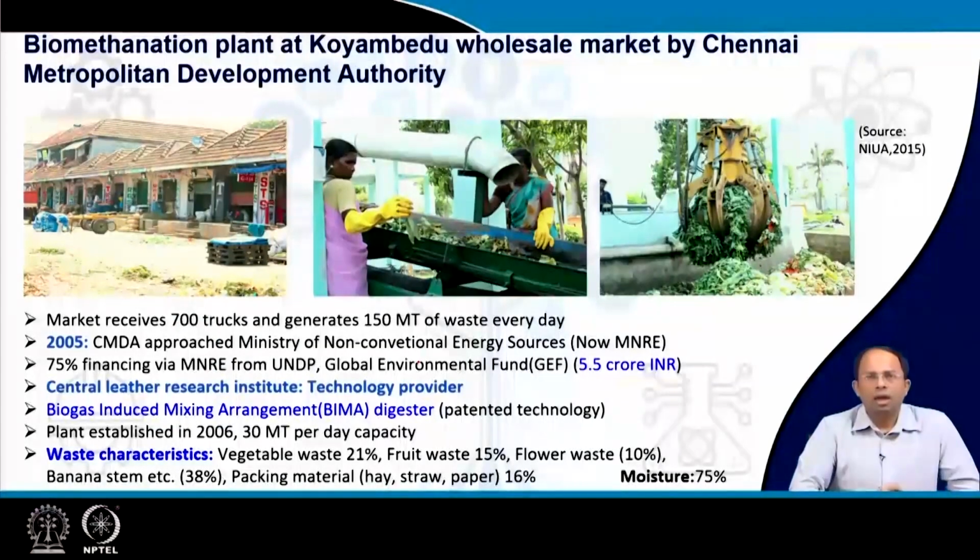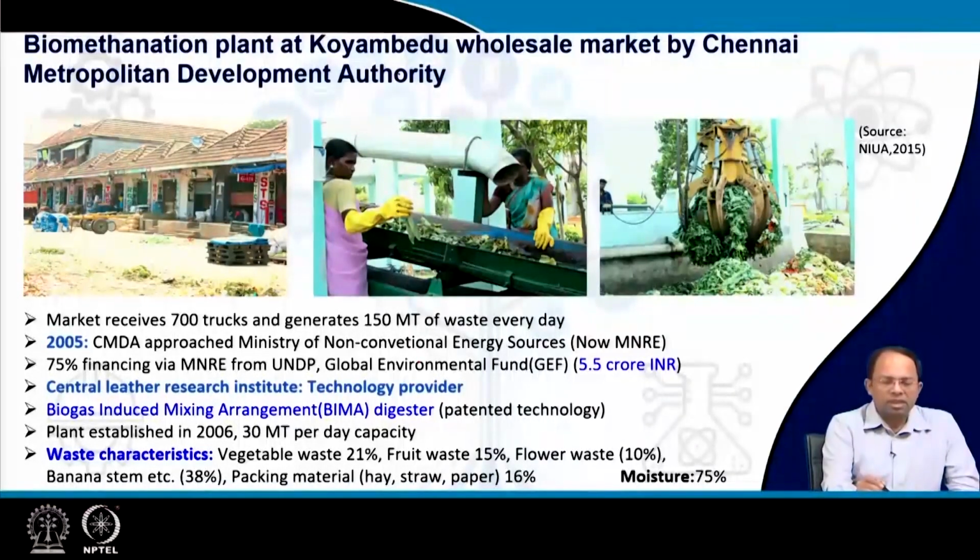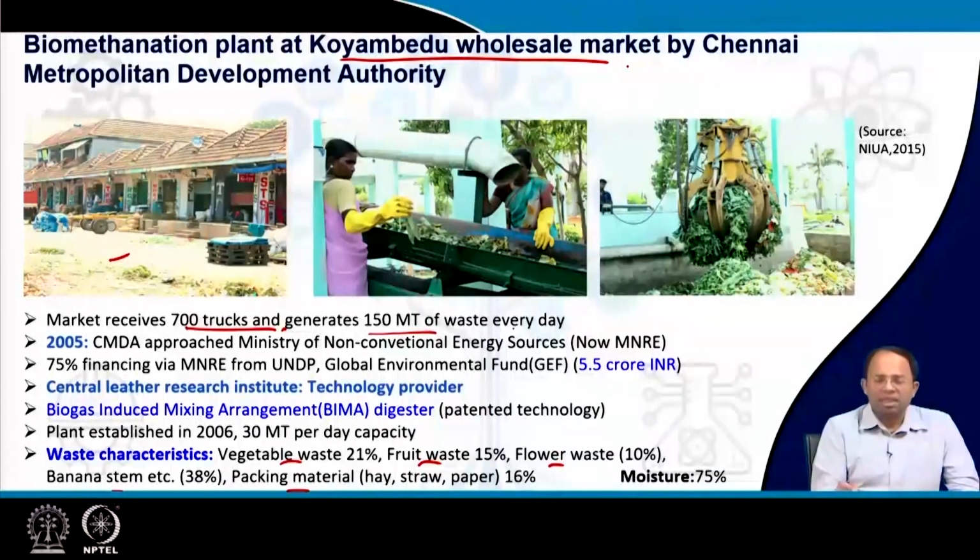Finally, we will come to a case study of the biomethanation plant at Coimbatore Wholesale Market, which was developed by the Chennai Municipal Development Authority. When we talk about planning, it's not only about the technology, it's also about how you conceive the entire process, how you set up, how you arrange funds, and so on. That's why this case study is important. This was done at the Coimbatore Wholesale Market. This market deals with fruit waste, flower waste, vegetable waste, banana stem, packing material. It is a very large market. Around 700 trucks come here, and it generates around 150 metric tons of waste every day.